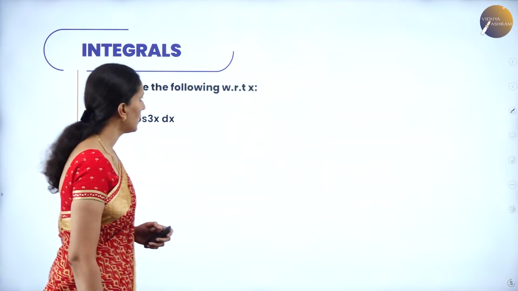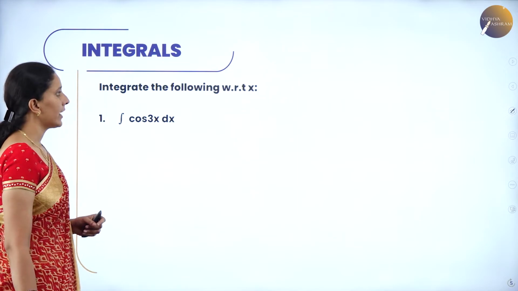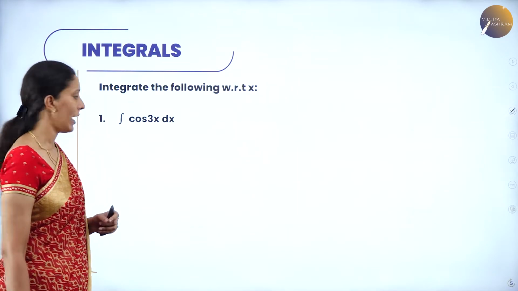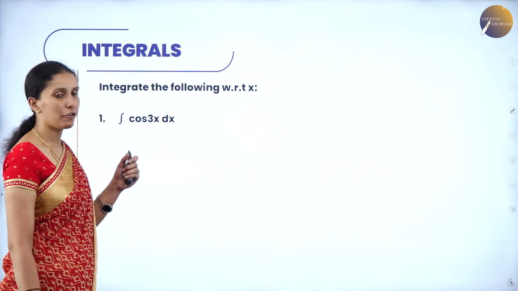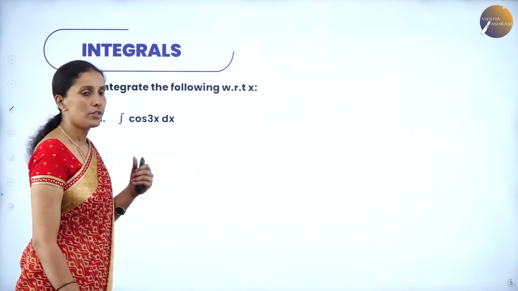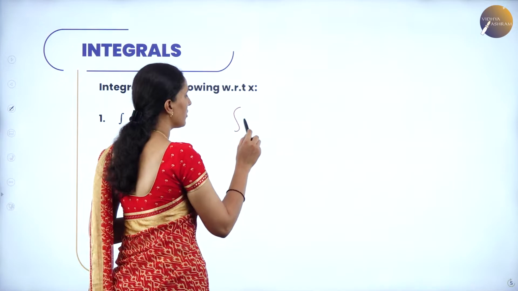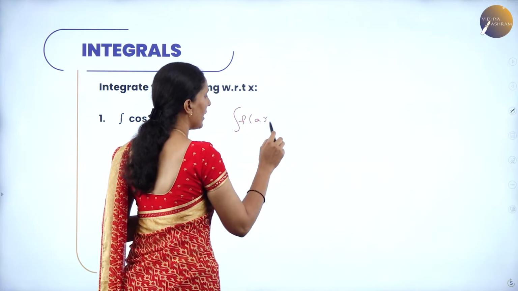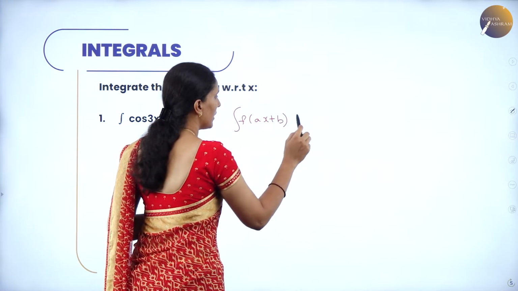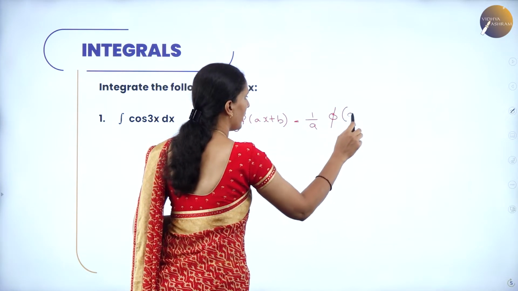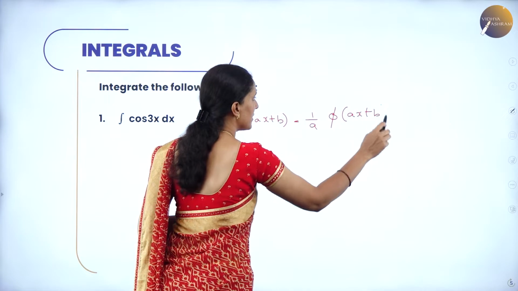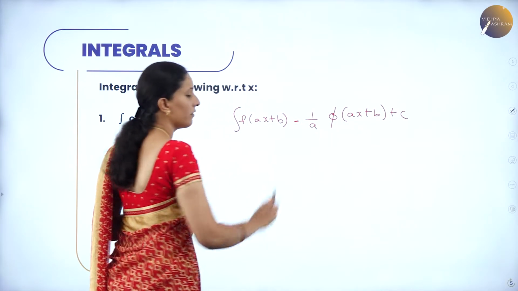So let's move on to the first question. Integrate the following with respect to x. First one, the integral of cos 3x dx. So we have to find the integral of cos 3x. I already said that any function in the form of ax plus b is 1 by a times the integral of ax plus b. Here phi represents the integral value of the function.